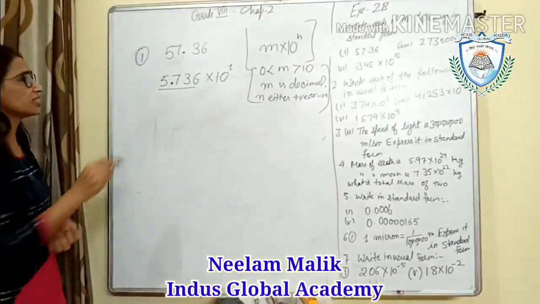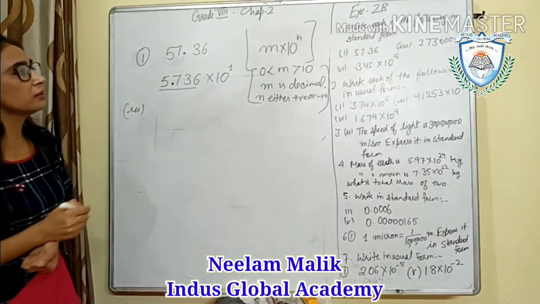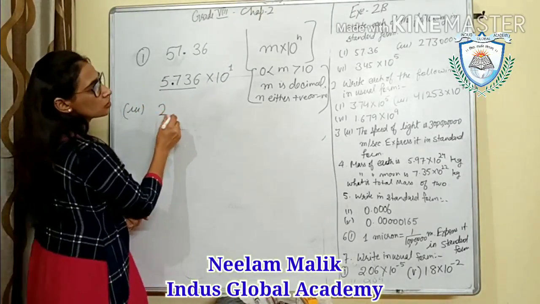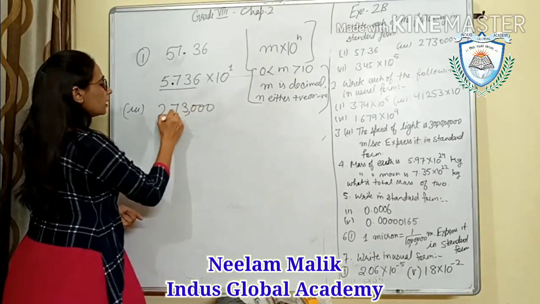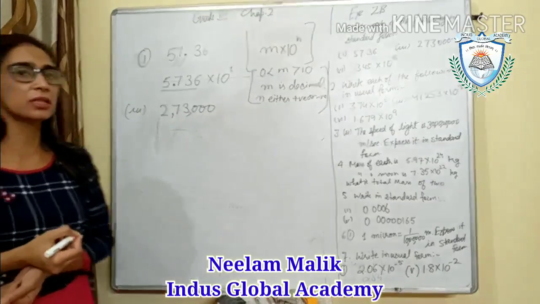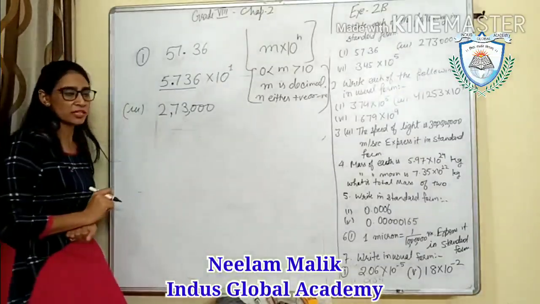Okay. Now the third part I have taken here. In the third part, our number is 2,73,000. Okay, so we have to convert this into standard form.